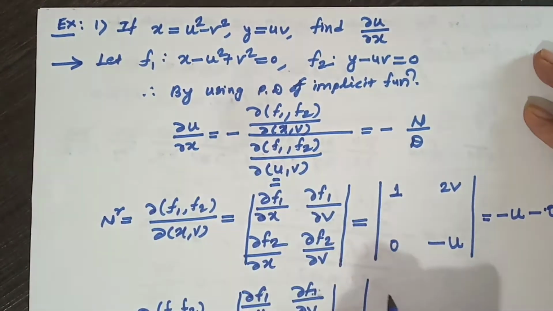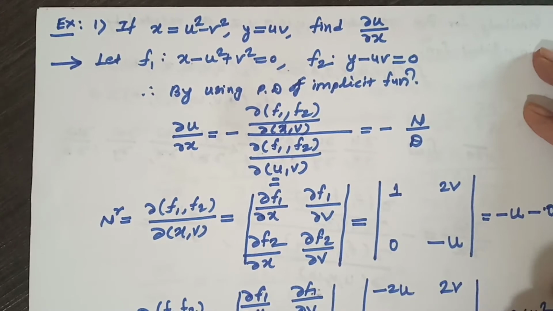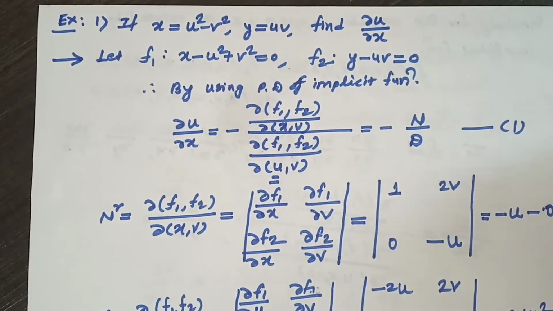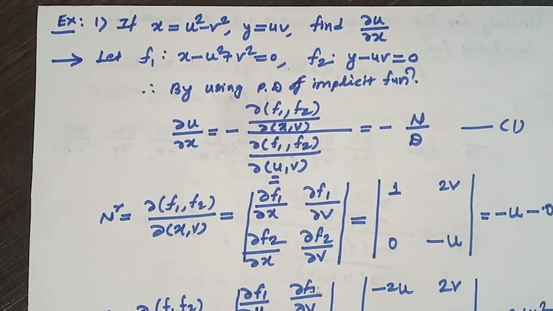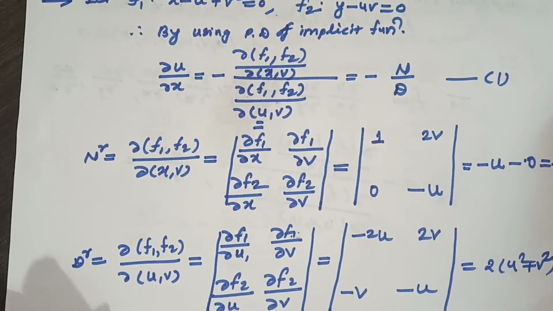What is f1 with respect to u? It is minus 2u. f1 with respect to v is 2v. f2 with respect to u is minus v, and f2 with respect to v is minus v. So solving this determinant, we get 2 times (u square plus v square), and then finally substitute this value in 1 for the partial derivatives.